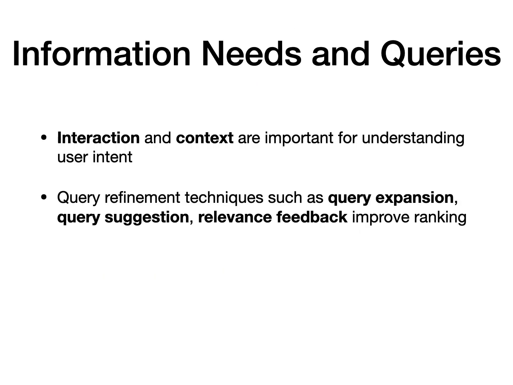So to better understand the information need behind underspecified queries like those that we have seen a minute ago, user interactions and the context in which the search occurs are important. Techniques to exploit interaction and context and further improve queries include query expansion, query suggestion, and relevance feedback. We will examine such methods in this course.